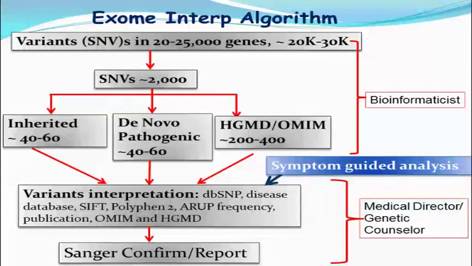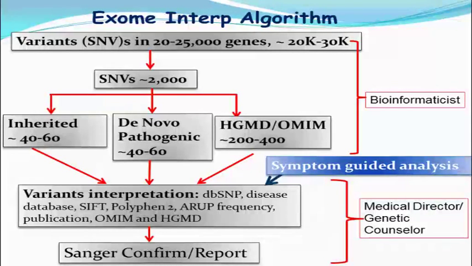For every exome you will obtain 20 to 30,000 variants. Once you filter out the common polymorphisms as well as the synonymous changes, you can narrow it down to about 2,000 variants. Then you will do multiple analyses on the data. Then you should apply the inheritance pattern analysis, de novo analysis, or look for variants in genes that have been documented in HGMD or OMIM, which are known disease-causing genes.